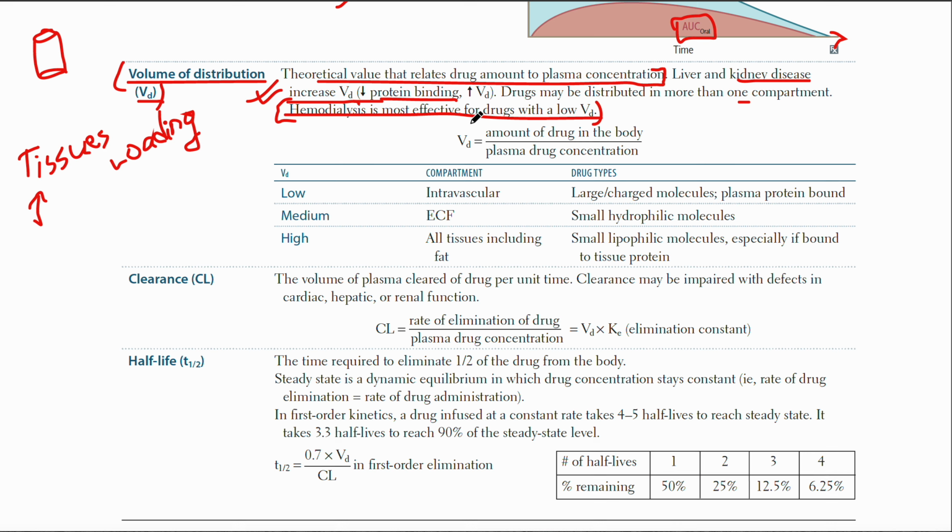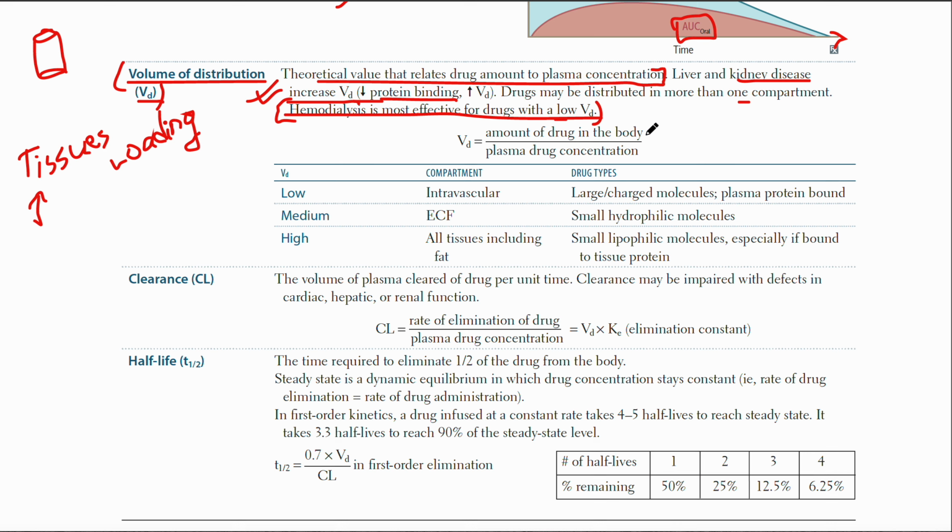So hemodialysis is most effective for drugs with a low VD, obviously, because the drugs are stored in the tissues also. So the drugs stored in tissues cannot get filtered out of the kidney, right? So that is why hemodialysis is here. Now let's talk about the formula.